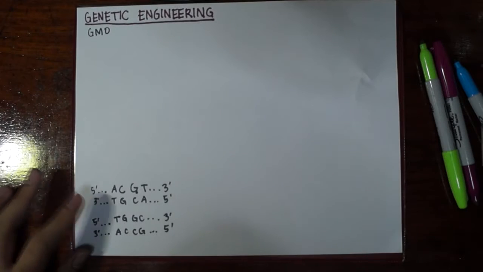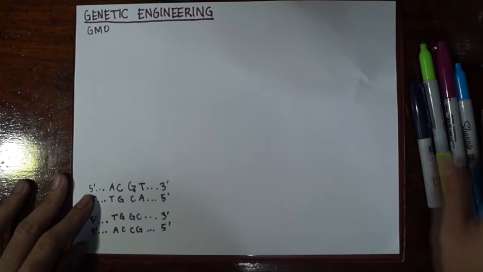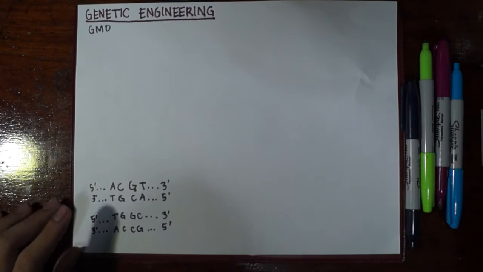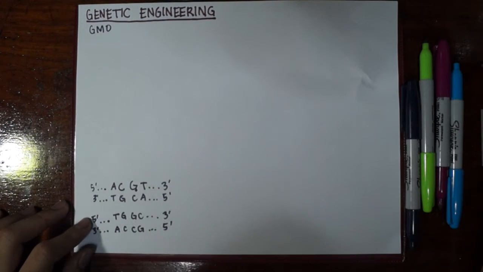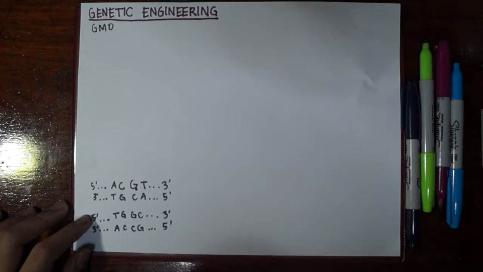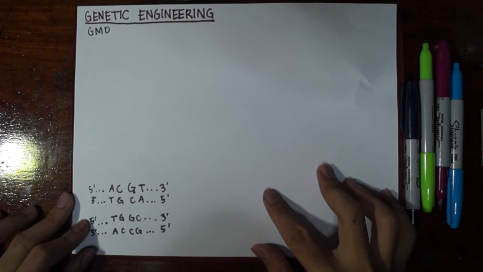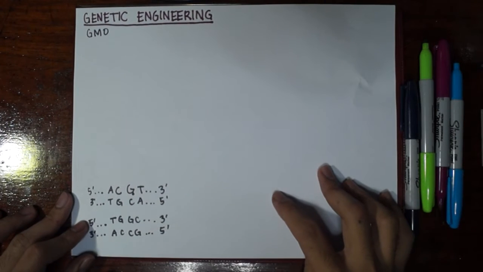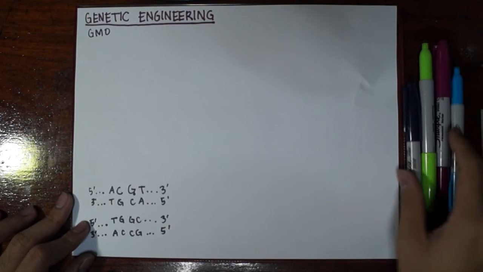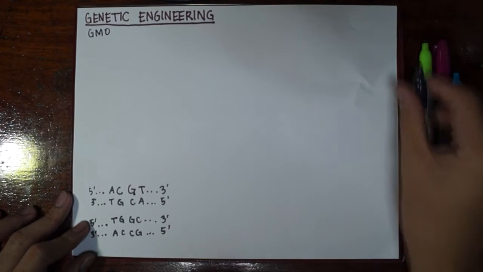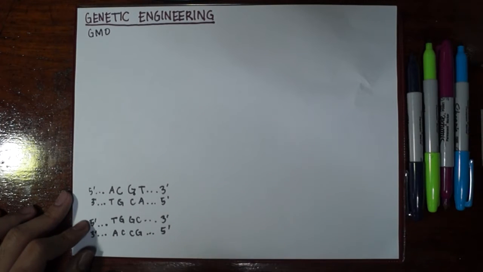Alright, so now we're going with genetic engineering. We have just finished with mutations, and we have mentioned that mutations are unwanted changes in the nucleotide sequence. Now we have genetic engineering. This is also a way of changing the DNA sequence, but this is for a certain purpose, for a certain good, and usually for the benefit of mankind.